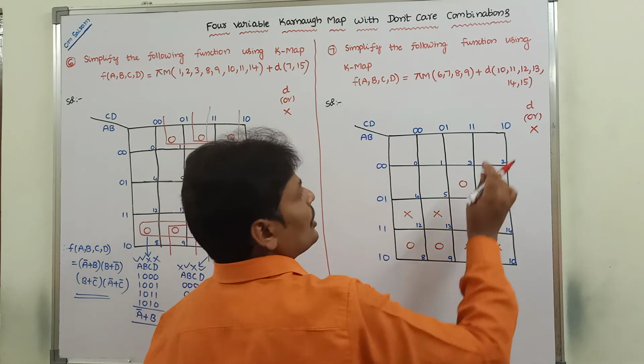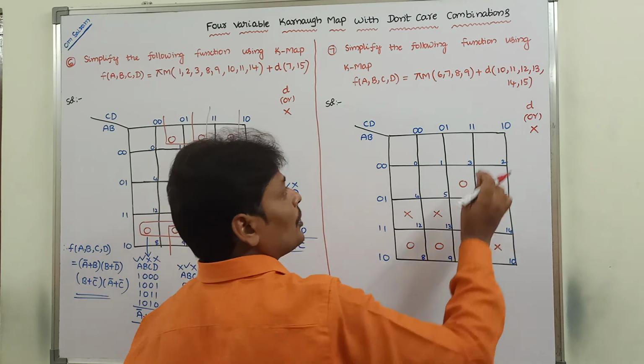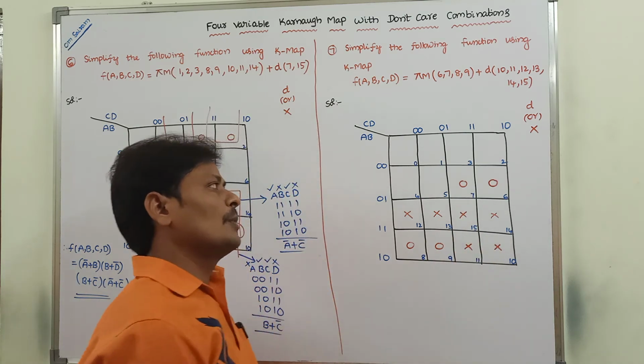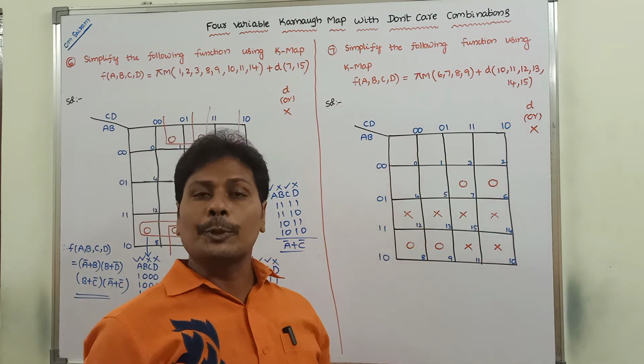I am inserting 0. Don't care 14. The corresponding cell is this one. I am inserting 0. Don't care 15. The corresponding cell is this one. I am inserting 0. Either D or cross mark we are using for representing the don't care.